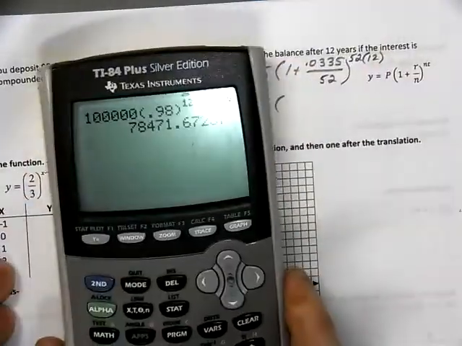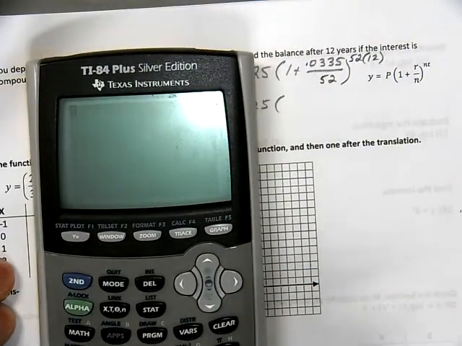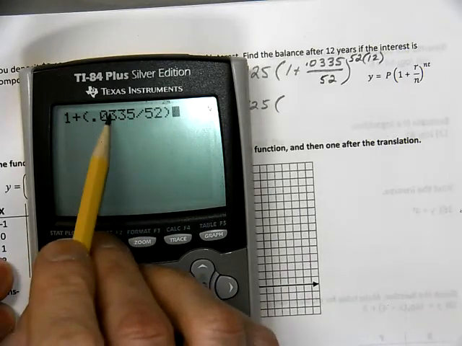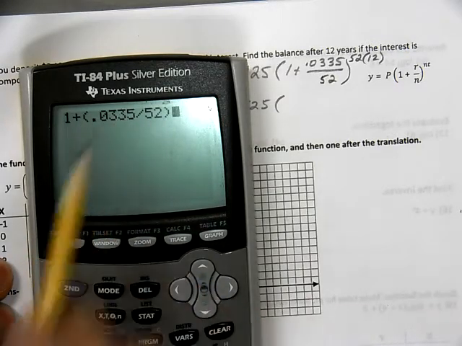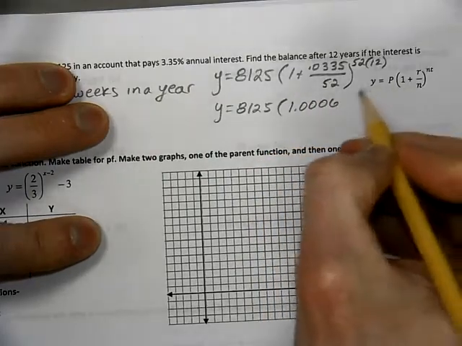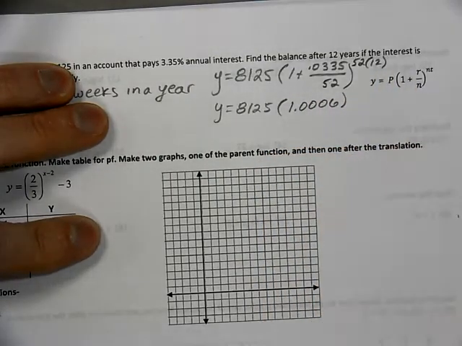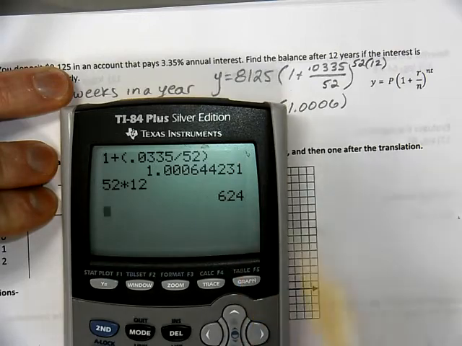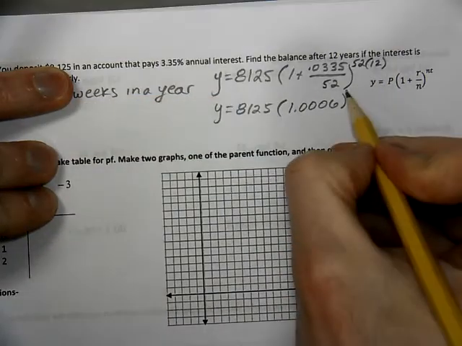So we get our calculator, and we can say, what is 1 plus 0.0335 divided by 52? We want to be sure that we're dividing just the 0.0335. So that's going to be 1.0006. And 52 times 12 comes out to 624.